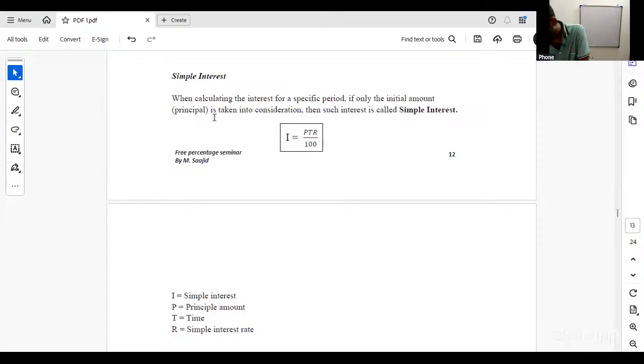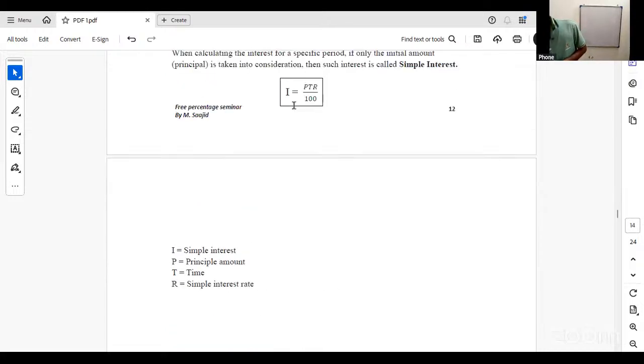Look at the tute. It says when calculating the interest for a specific period, if only the initial amount or principal amount is taken into consideration, then such interest is called simple interest. Normally, when you go to a bank and deposit a certain sum of money, they charge a simple interest yearly of this much percentage, 2%, 4%, whatever it is. Those types of interest are called simple interest.